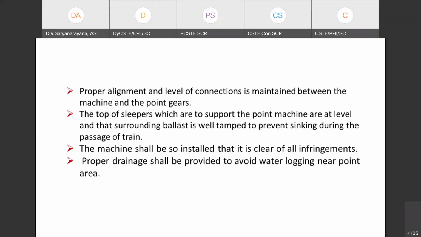Yes, I always have this doubt, Sachinarayana. What is the LH turnout and what is the RH turnout? How to make it out? People say that if the train is turning towards left, it is LH, turning towards right, it is RH. But many times it is very confusing at the site. You cannot make it out. Can you throw some light on this?